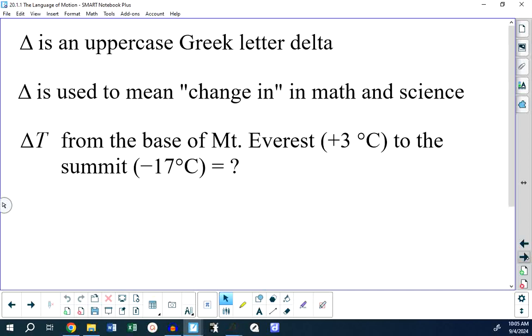Temperature, by the way, is a scalar. And I want everybody to think about this for a second and see if you can come up with an answer to this question. When you go from 3 degrees Celsius, positive 3, to negative 17, what is the change in temperature that you experience? I'll give you a minute to think about that.